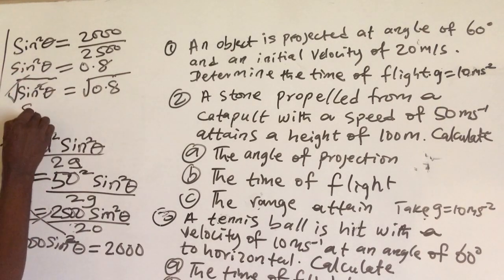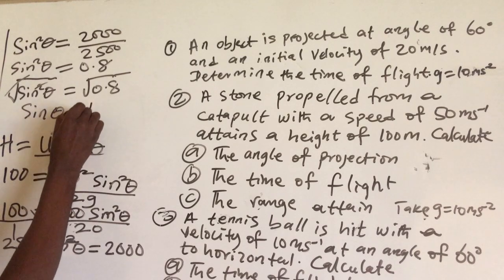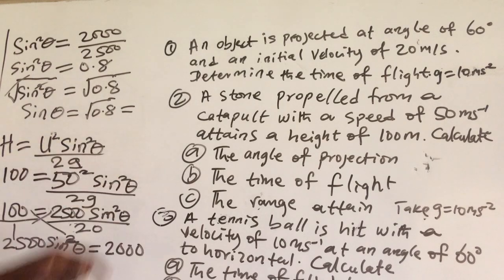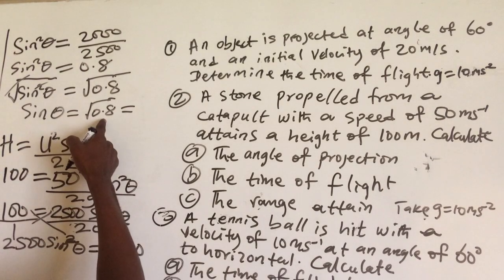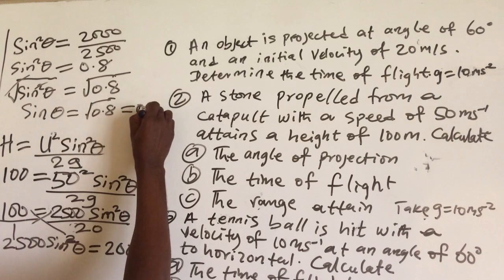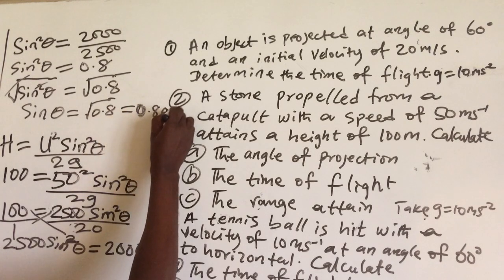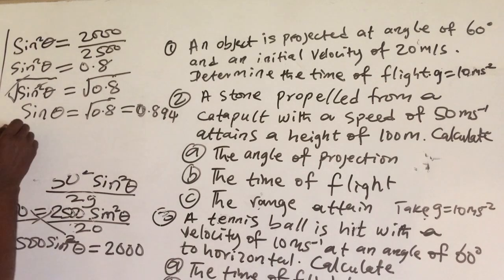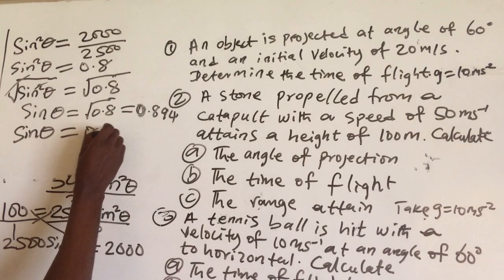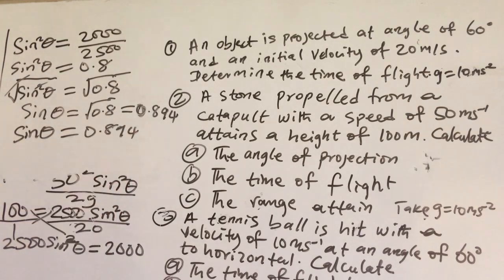We now have only sine theta equals square root of 0.8, which is when we use our calculator to find the square root of 0.8. What do we have? The square root of 0.8, when you use a calculator to find it, you now have 0.894, okay? And we have sine theta equals 0.894.